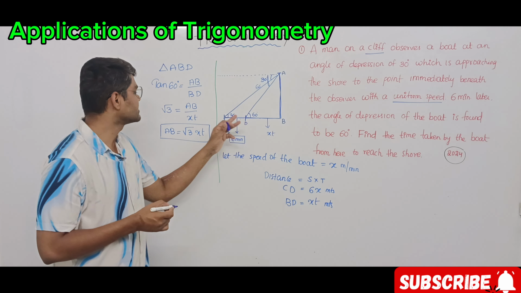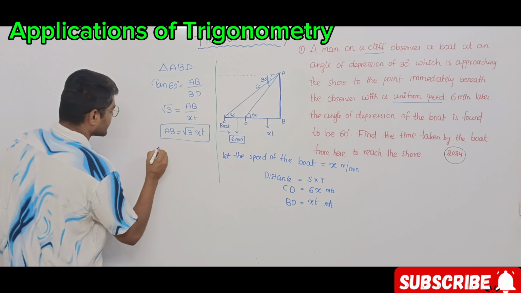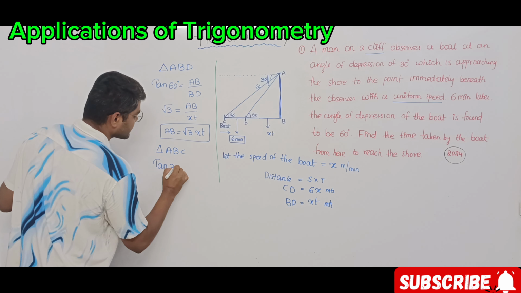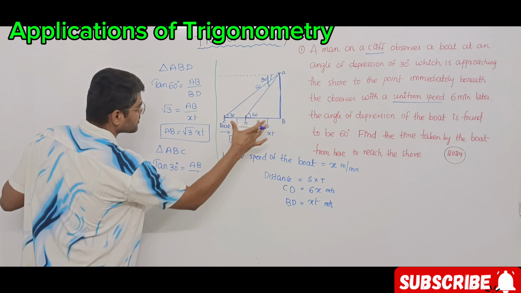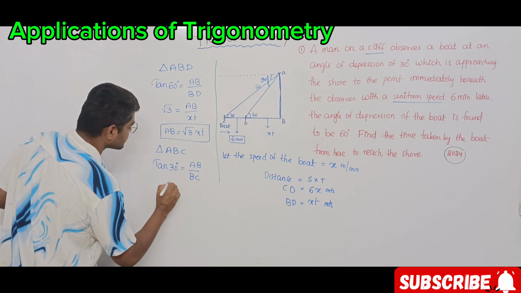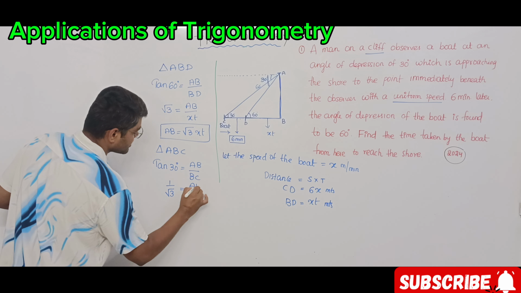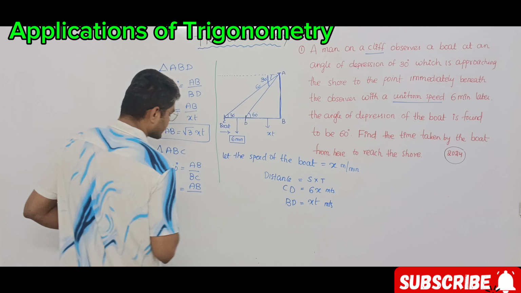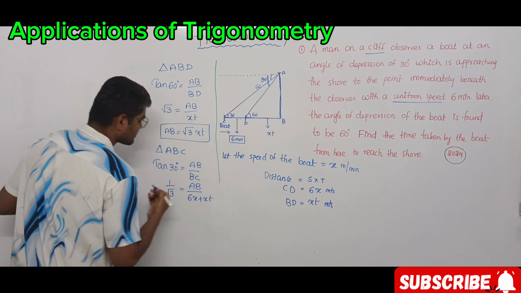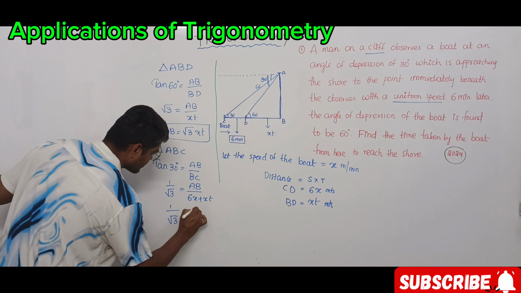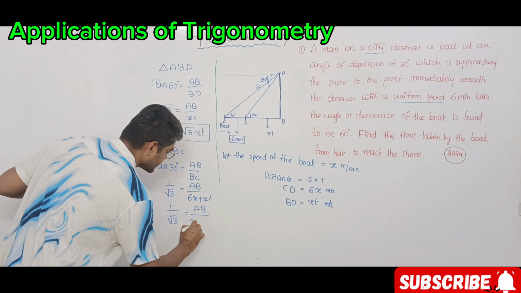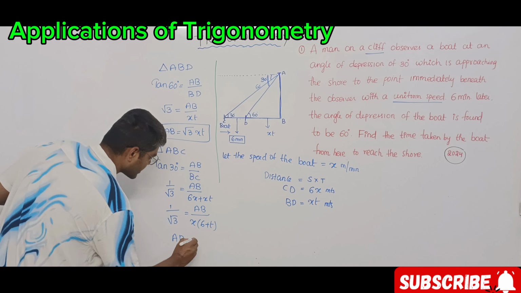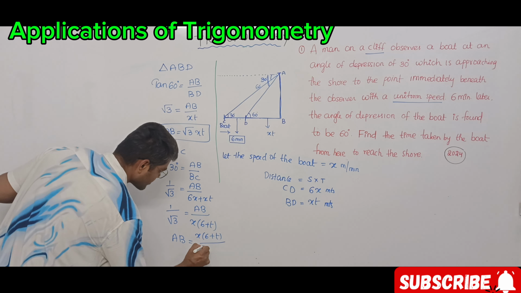By using this triangle ABC, again we should get AB. In triangle ABC, we can take tan 30 degrees equal to AB by BC. Tan 30 is 1 by root 3 equal to AB by BC, which means CD plus BD. CD is 6x, BD is xt. So 6x plus xt. 1 by root 3 equal to AB by, we can take x common here, x into 6 plus t. Now AB equal to, cross multiply, x into 6 plus t by root 3.